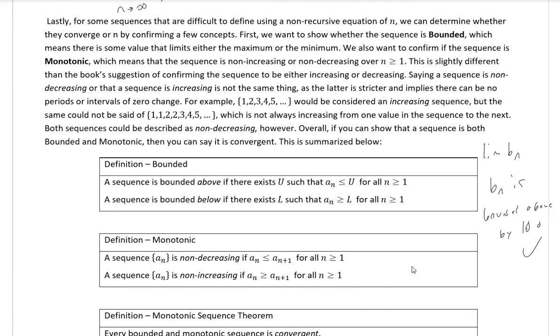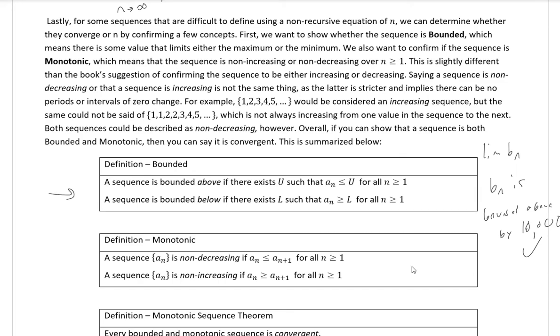If it's bounded above by 100, that means it doesn't go above 100. But that means it also doesn't go above 1,000 or 10,000. All those would be fine. Those all define that it is bounded by some constant value above. And this would be helpful for me to show that it is converging to some positive value. So bounding really is not the difficult part of this, and this definition here shows what bounding means.